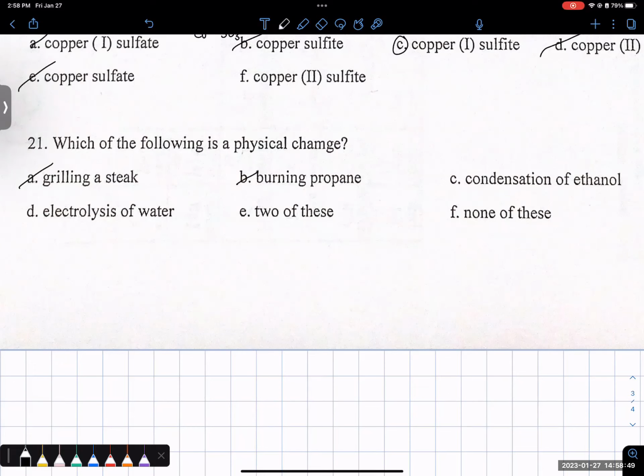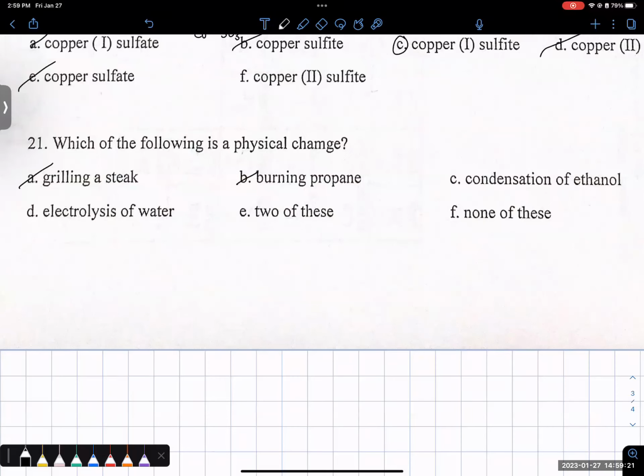Condensation of ethanol. Okay. We got a couple people raising their hands. I see a lot of people over here not raising their hands. Why not? Y'all don't think it is? Talk to me, guys. It's a physical change. Okay. So that is a physical change.